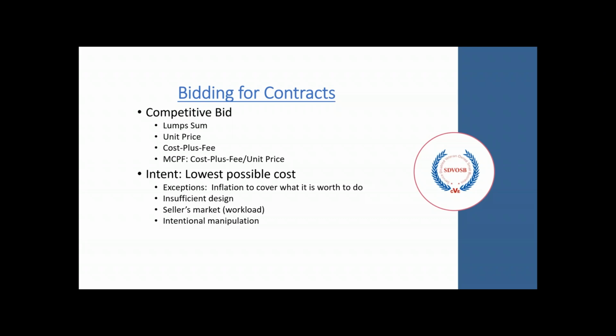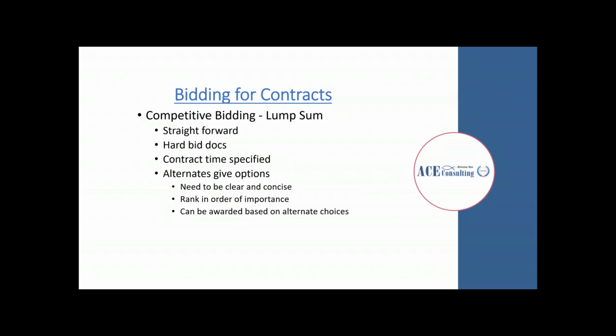Exceptions to this can be if there is some sort of inflation during the bid process and the lowest bid is so low that it won't be able to cover what the scope of work is. Sometimes there's an insufficient design that could keep the lowest possible bid from being realistic. Oftentimes, competitive bids can result in people intentionally manipulating their data to have a false number that is lower than they originally thought, just in the means of winning work.